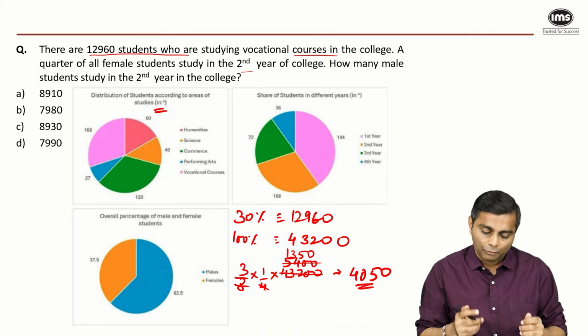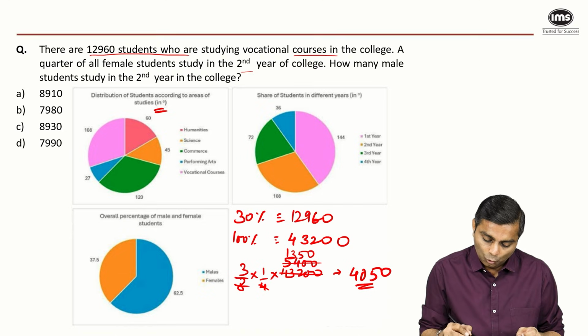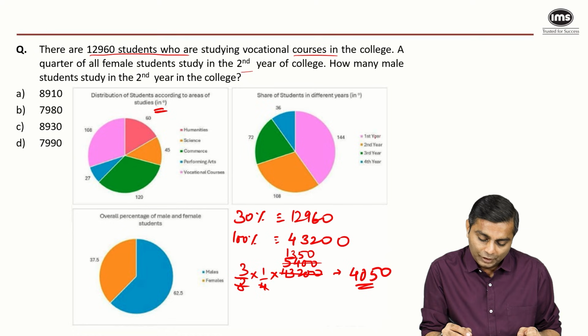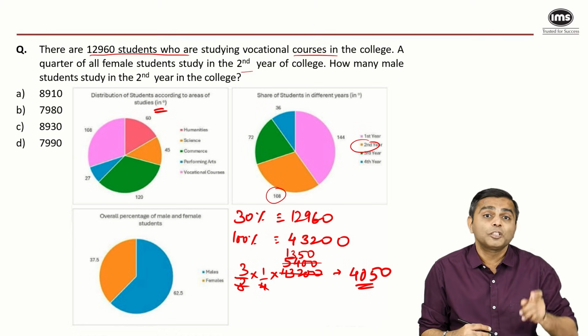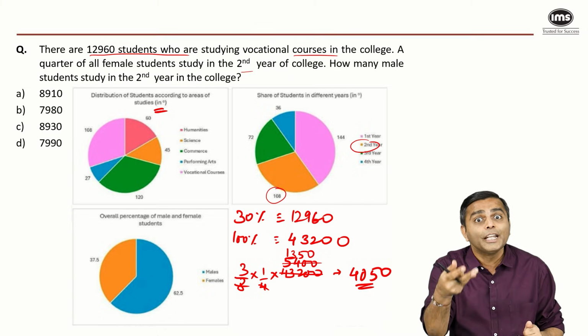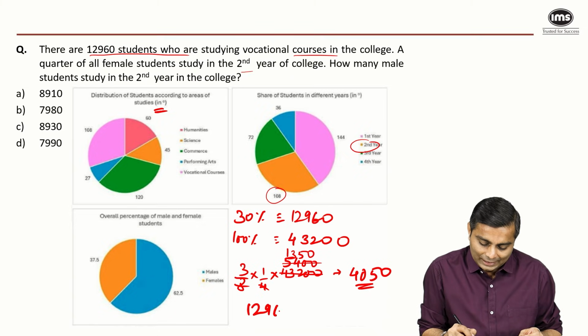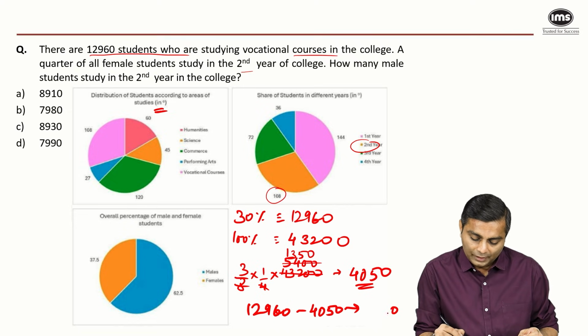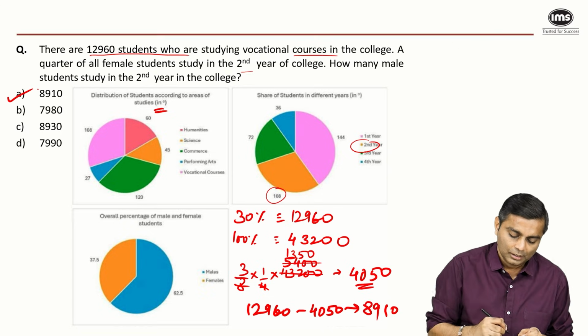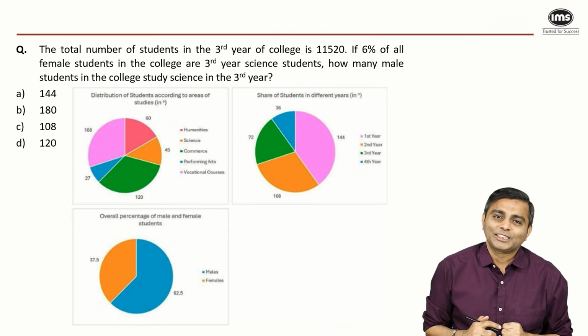I have factored in the 1/4. So we have to find how many males are studying. If you see from this diagram, the second year is also 108, which means the same 30%. So now we don't have to again calculate 30% of 43,200. We already know it is 12,960. So it is 12,960 minus 4050. 0 minus 0 is 0. 6 minus 5, 1. 129 minus 40 is 89. 8910 should be the answer. Option A. Moving on to the last question of this set now.